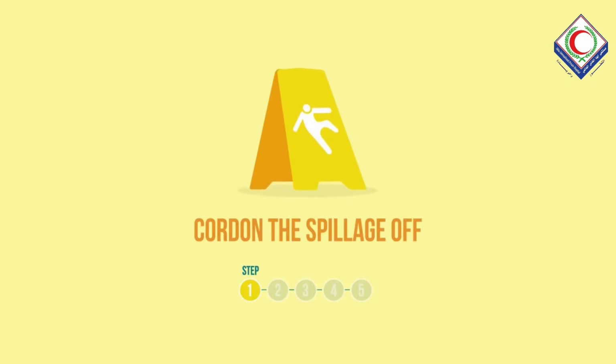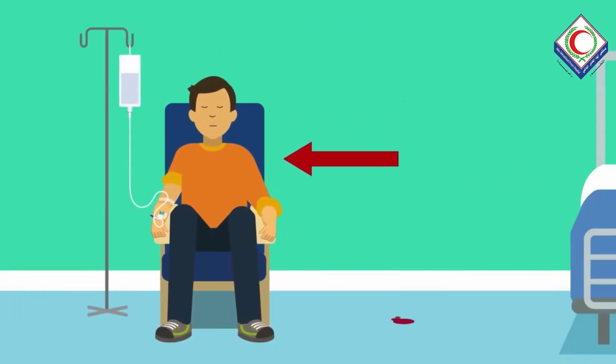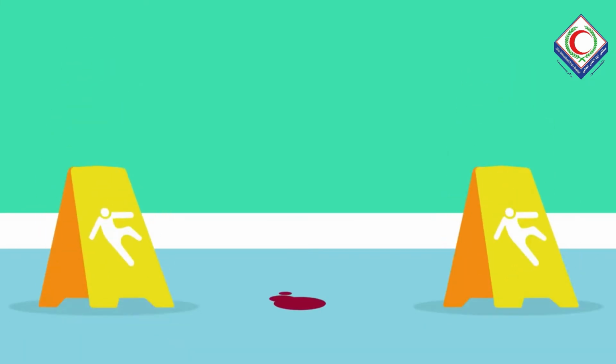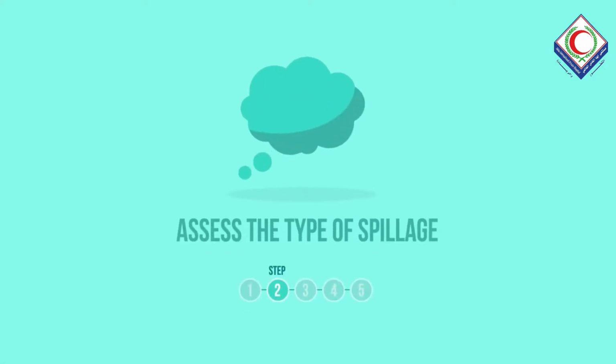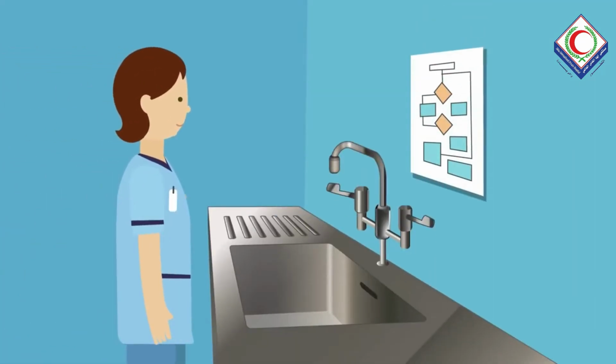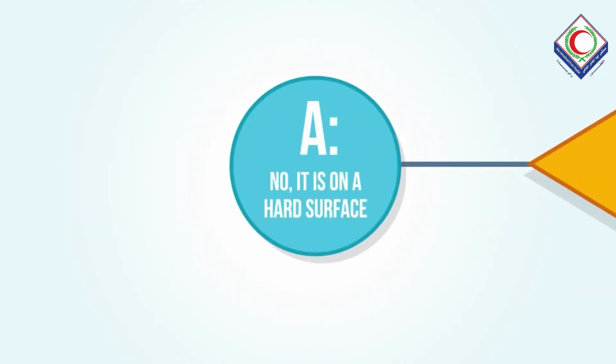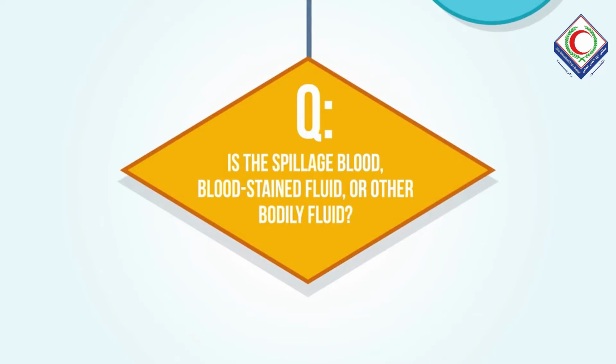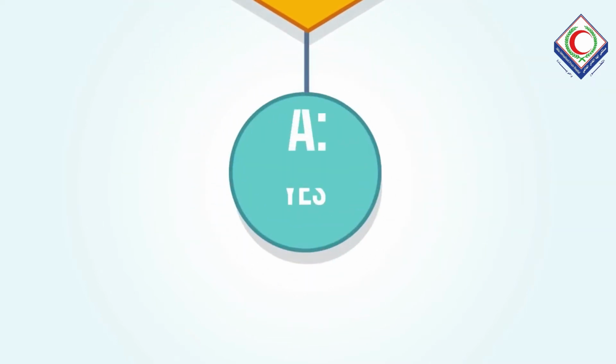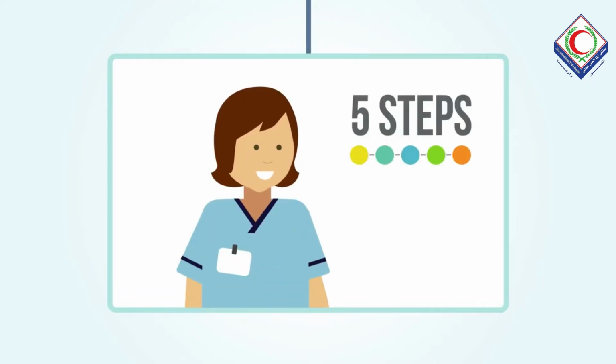Step 1. Cordon the spillage off. Nuria carefully moves Brian in the chair and places wet floor notices around the spillage. Step 2. Assess the type of spillage. Nuria goes over to the sluice area, consults the algorithm which is on the wall, and assesses the spillage by asking the following questions. Is the spillage on soft furnishings or carpet? No, it is on a hard surface. Is the spillage blood, blood-stained fluid, or other bodily fluid? Yes. Nuria can now follow the appropriate steps to successfully manage the spillage.